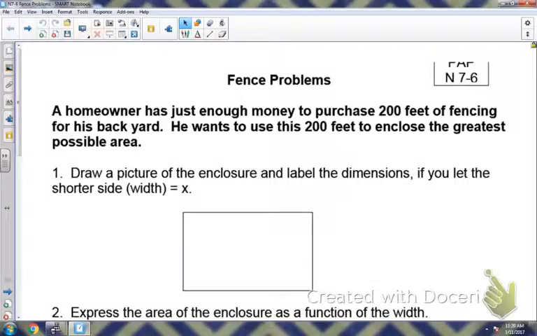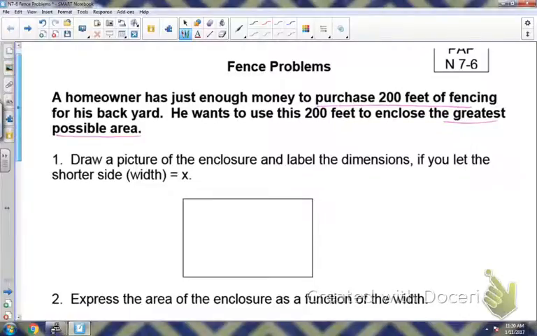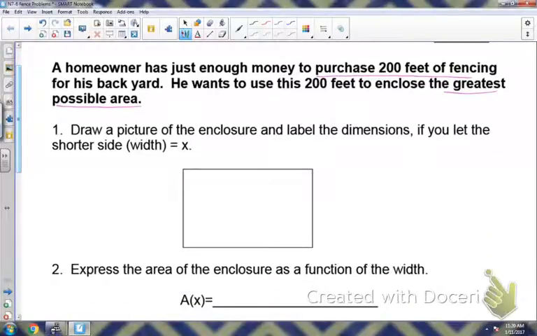Okay, so on note 7.6, we're going to be looking at more real-world situations and having to come up with quadratics, okay? All right, so it says a homeowner has enough money to purchase 200 feet of fencing for his backyard. He wants to use this 200 feet to enclose the greatest possible area, okay? So it says draw a picture of the enclosure and label the dimensions.